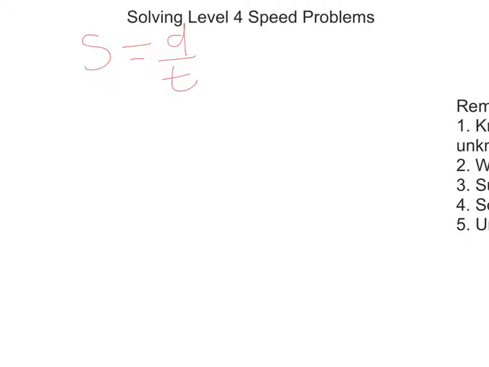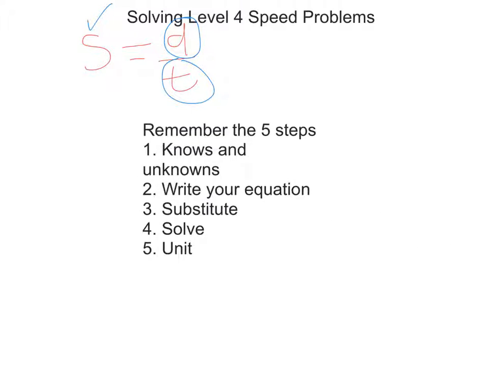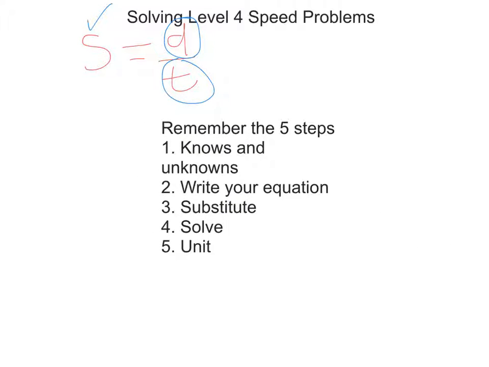Now level 4 questions are going to ask you to solve for either time or distance, and will usually give you the speed number. So it's not as easy as just taking the two numbers and dividing them. You have to substitute the problems in. So this is why we have our 5-step problem solving steps, because this step becomes really, really important so that you substitute correctly.